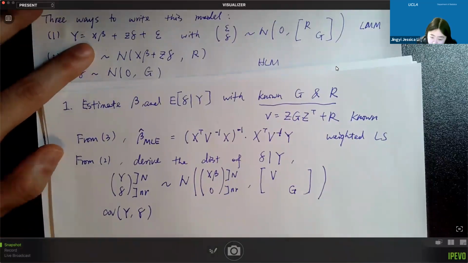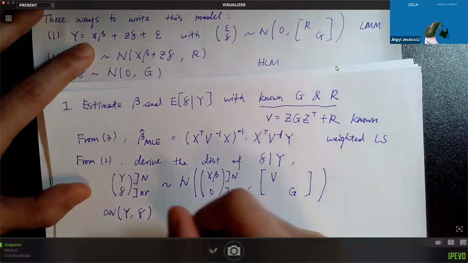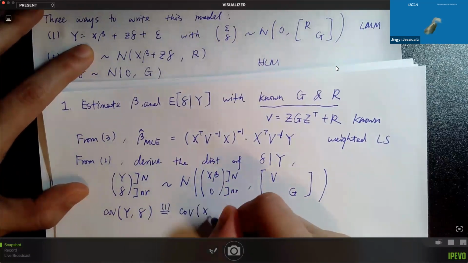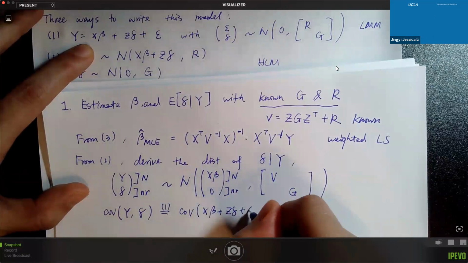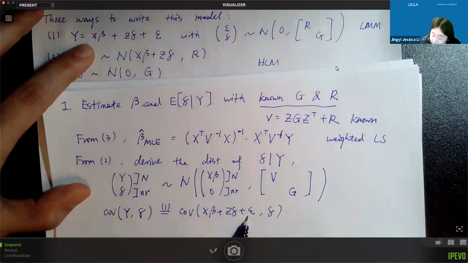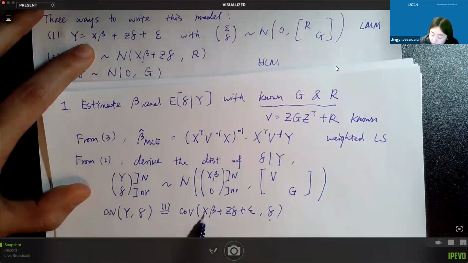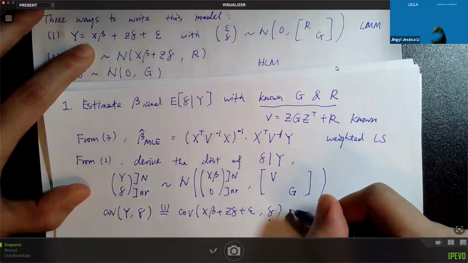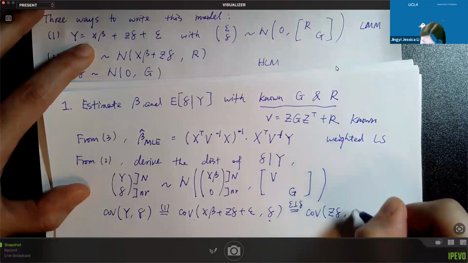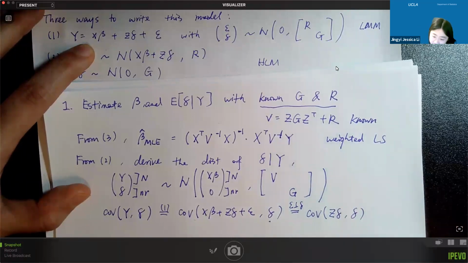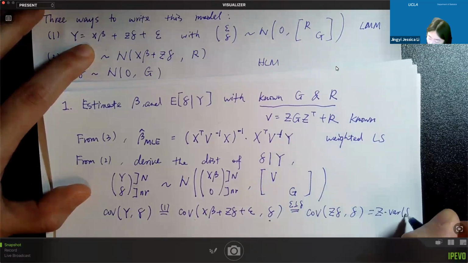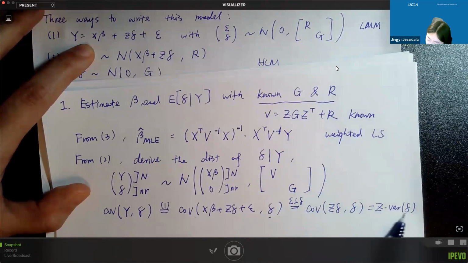From the first model, I can derive that. So you see, from the first way, I can write Y as X beta plus Z delta plus epsilon, and epsilon is independent of delta. The fixed part can be removed. So because of this, this is just the covariance of Z delta and delta. And then I know this is just Z times the variance covariance matrix of delta, right? I get Z out, and it's just ZG.